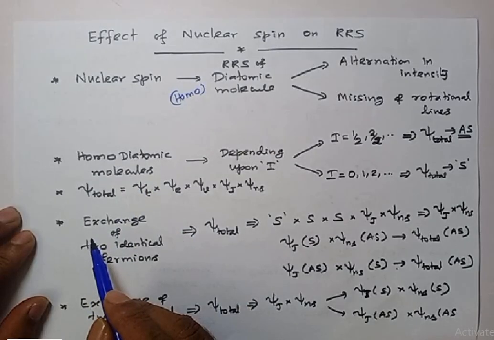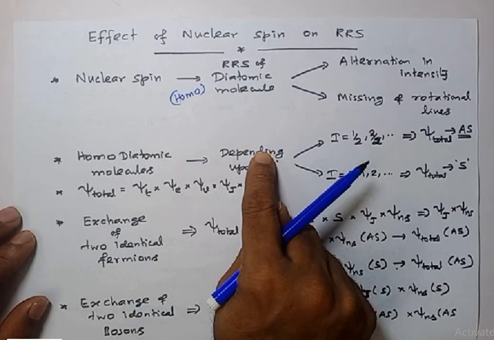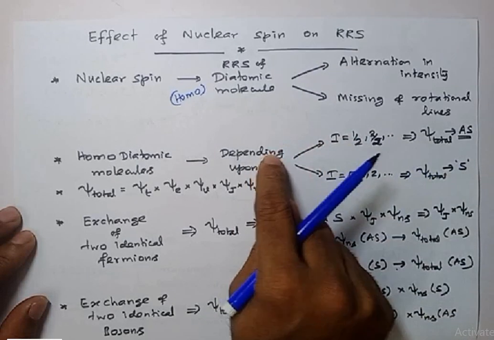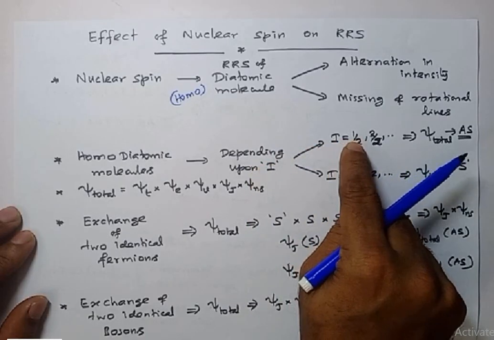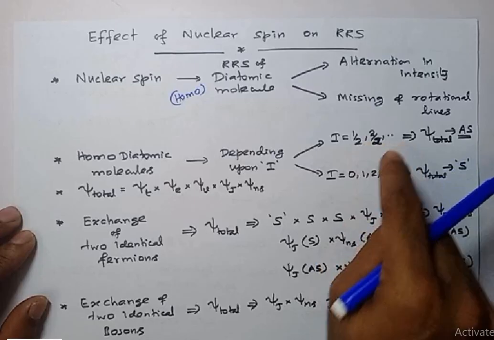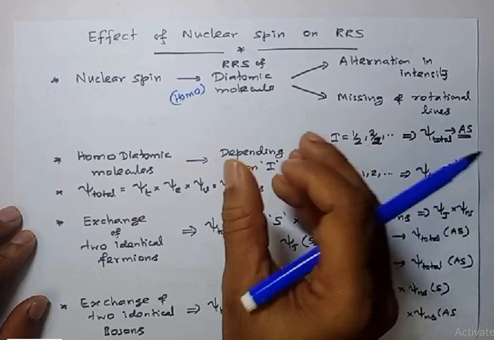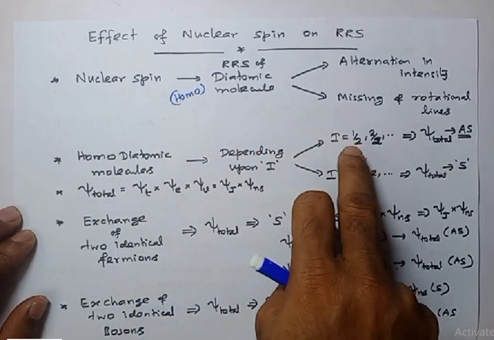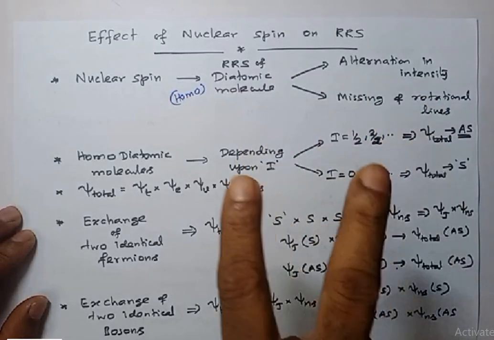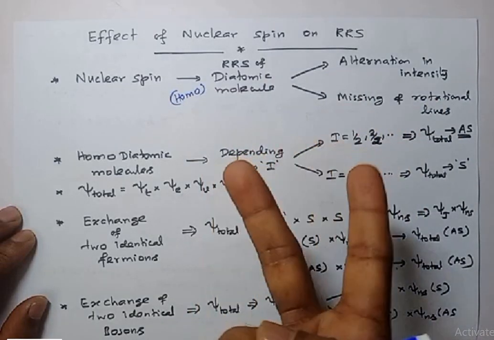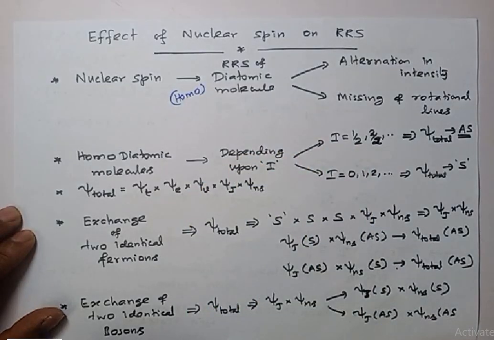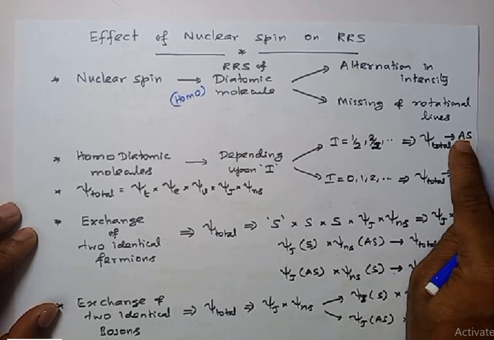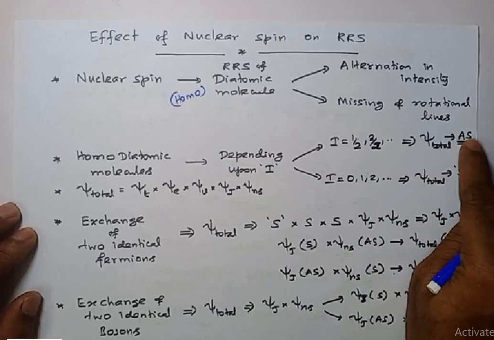Homodiatomic molecules, right? See, depending upon the nuclear spin, observe carefully. If the nuclear spin is half integer, 1 by 2, 3 by 2, 5 by 2, etc., we call the nucleus a fermion. In the case of a homodiatomic molecule, the two nuclei are identical. So if one nucleus is a fermion, the other nucleus is also a fermion. When the molecule undergoes rotation, exchange of two identical fermions takes place. In that case, the total wave function must be anti-symmetric. I wrote simply AS, meaning anti-symmetric.